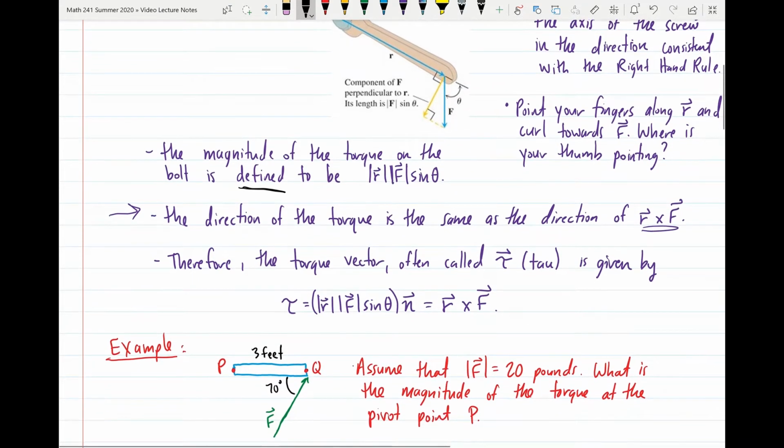And for this reason, the torque vector, which is often denoted tau, is given by the magnitude of r times the magnitude of F times sine theta. So this gives the magnitude of tau. And then our direction is going to be the normal vector, n here. And of course, this is the definition of the cross product. So our torque vector is actually equal to the cross product of the vector r and the vector F.